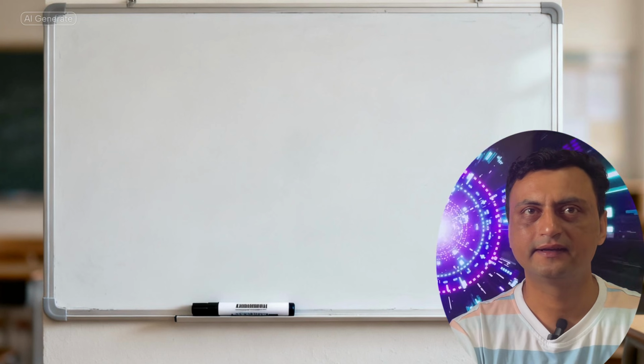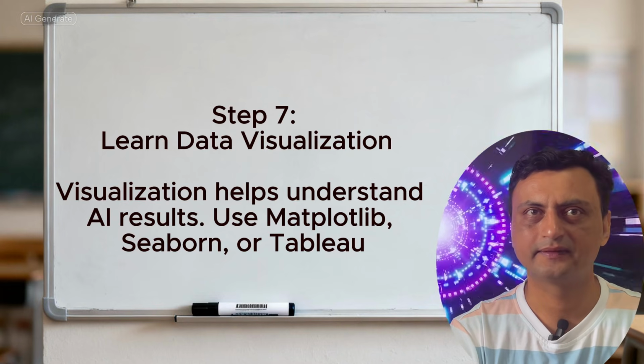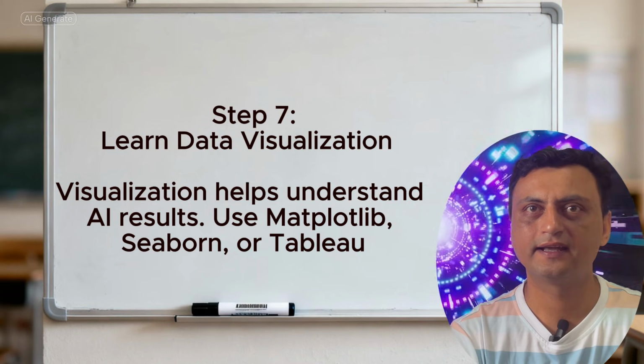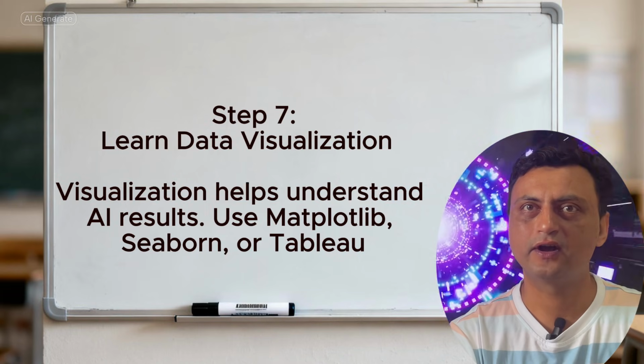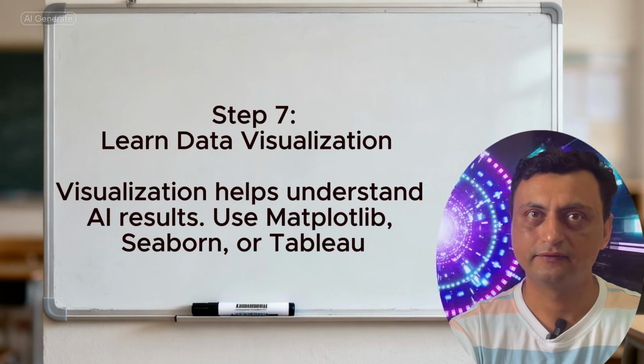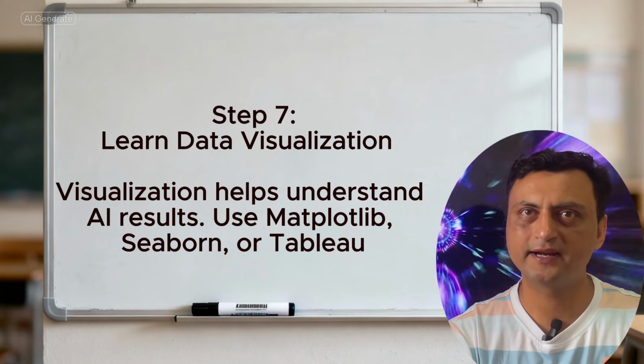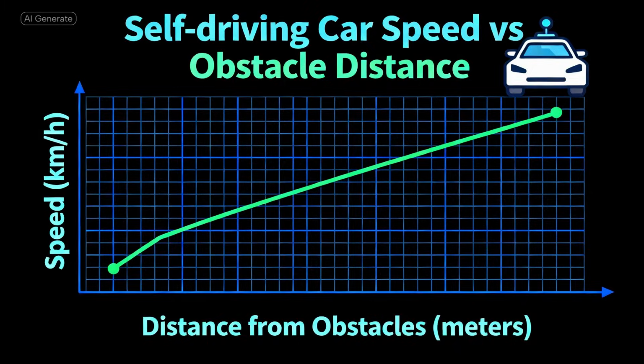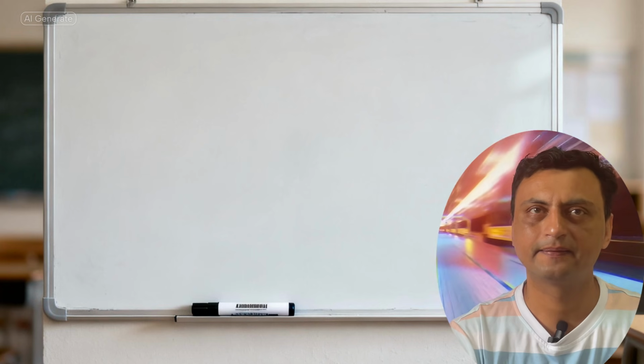Step 7, learn data visualization. Visualization helps understand AI results using Matplotlib, Seaborn or Tableau. For example, show a graph of milk versus bread purchased over a month. In example 2, visualize server uptime or error frequency trends. In example 3, self-driving cars, sensor data like speed versus distance from an obstacle.